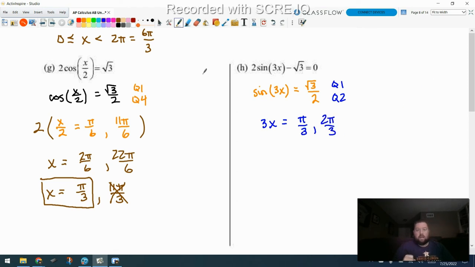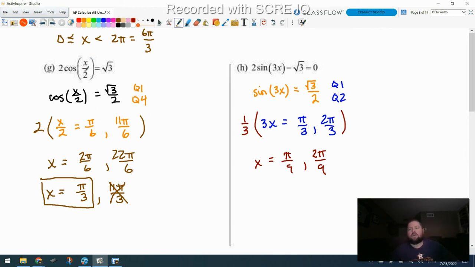All right, and then now we need to get x, so we're going to multiply by 1/3. 1/3 will cancel out that 3. And so 1/3 times pi over 3 is pi over 9. 1/3 times 2 pi over 3 is 2 pi over 9. All right, now it might feel like, okay, I did it, we're done, but you're not done. So I'm going to go back and talk about g here for a second.